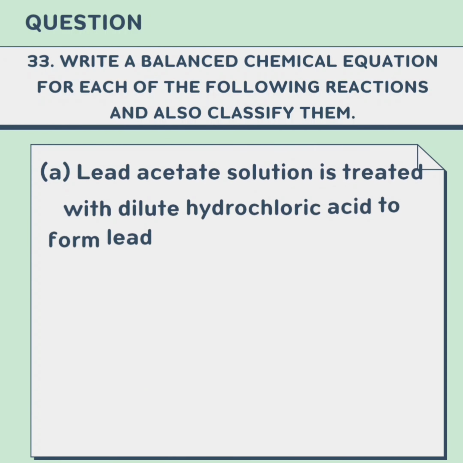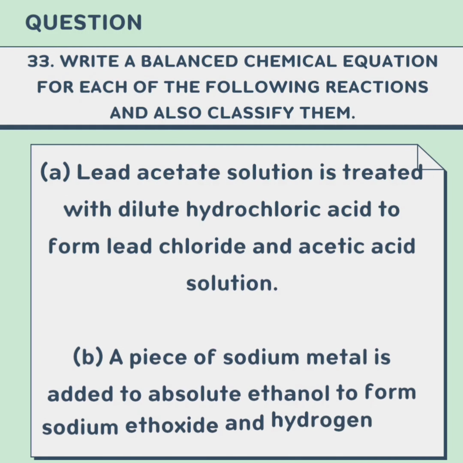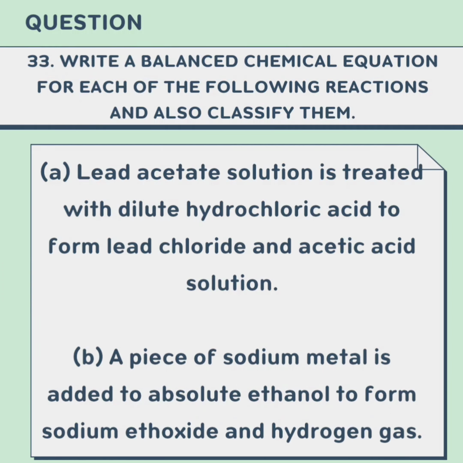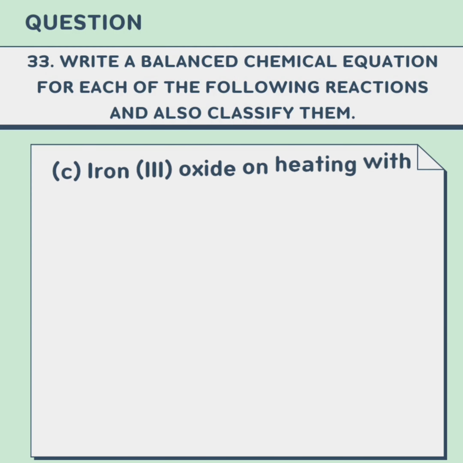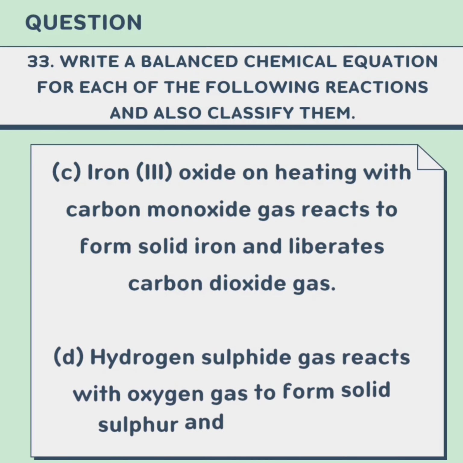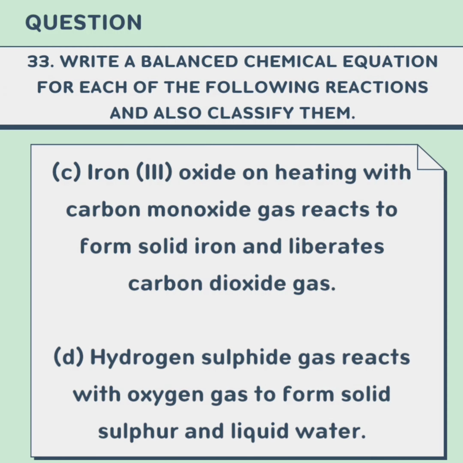33. Write a balanced chemical equation for each of the following reactions and also classify them. A. Lead acetate solution is treated with dilute hydrochloric acid to form lead chloride in acetic acid solution. B. A piece of sodium metal is added to absolute ethanol to form sodium ethoxide and hydrogen gas. C. Iron(III) oxide on heating with carbon monoxide gas reacts to form solid iron and liberates carbon dioxide gas. D. Hydrogen sulfide gas reacts with oxygen gas to form solid sulfur and liquid water.